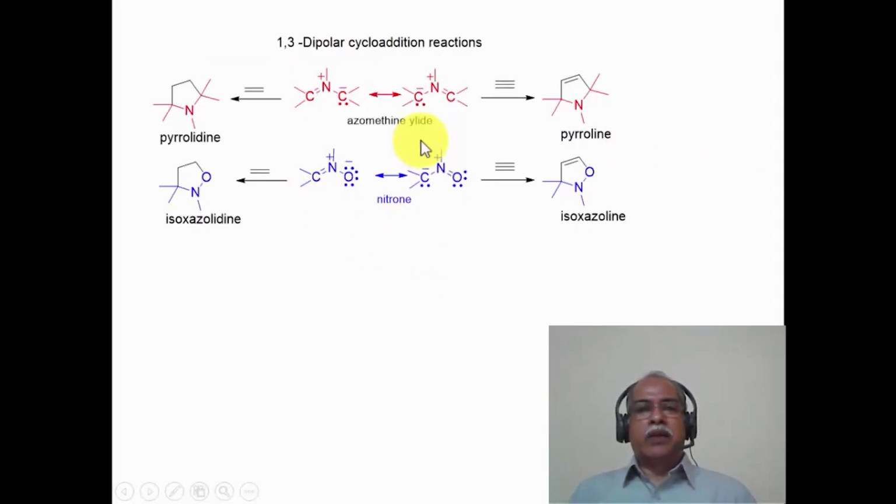Now the 1,3 dipolar cycloaddition reaction examples are shown here. Azomethine ylide is the structure that is shown here. This is a 1,3 dipole. It undergoes cycloaddition reaction with an alkene to form the pyrrolidine derivative, or it can form a pyrroline derivative if it is undergoing a cycloaddition reaction with an alkyne. Similarly, nitrone can also undergo a cycloaddition reaction with an alkene to produce isoxazolidine or with an alkyne to produce isoxazoline. So these are the heterocyclic systems that can be generated by the cycloaddition reaction of azomethine ylide and nitrone.